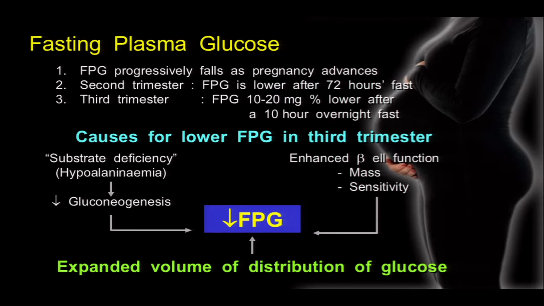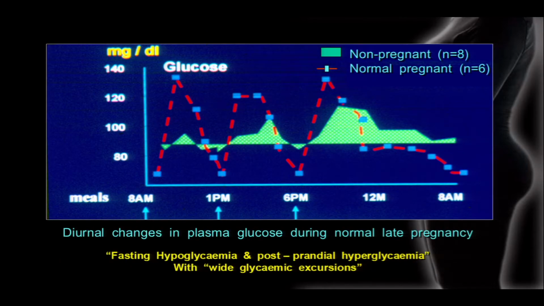The causes for the lower fasting plasma glucose in third trimester are threefold. First, it is substrate deficiency because gluconeogenesis is impaired. There is enhanced beta cell function, which we already mentioned both in mass and sensitivity. And thirdly, the expanded volume of distribution of glucose. All of them put together lower the fasting plasma glucose level. Now at the same time, the postprandial plasma glucose levels are much higher in pregnancy compared to the non-pregnant state. So you find fasting hypoglycemia and postprandial hyperglycemia with wide glycemic excursions during pregnancy.